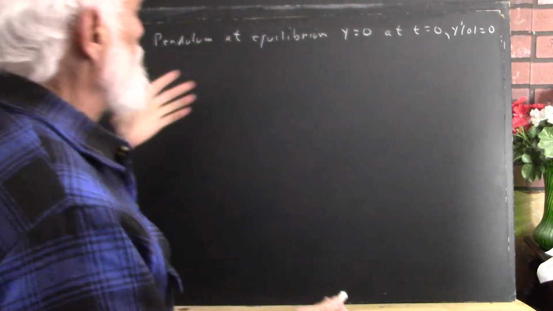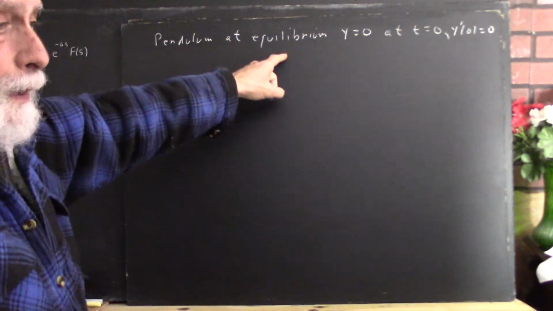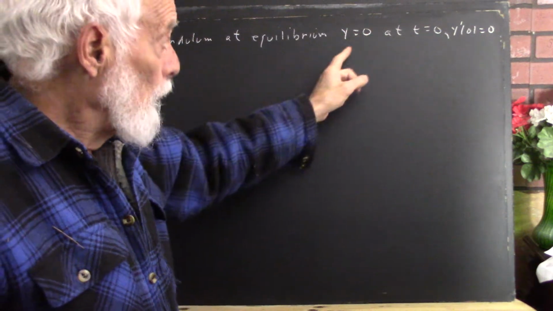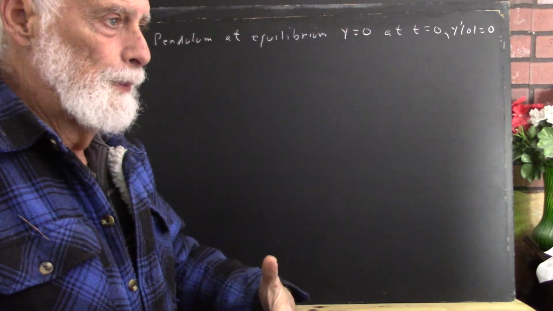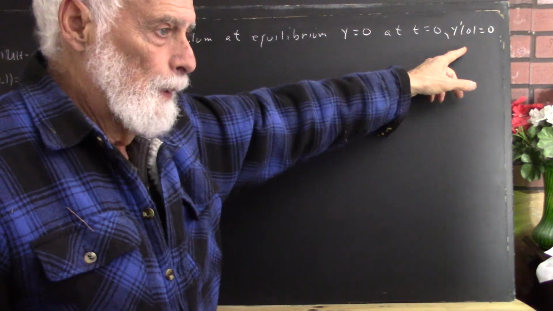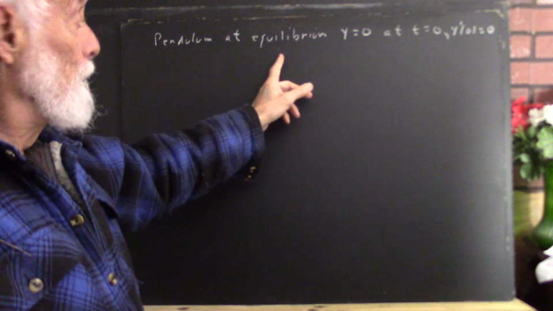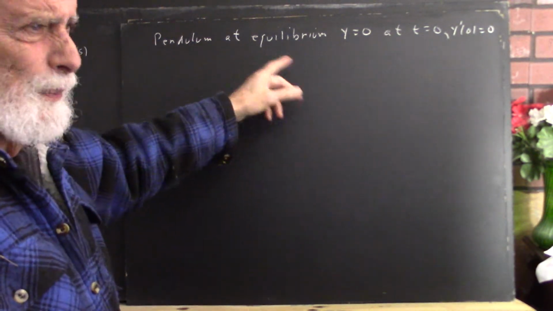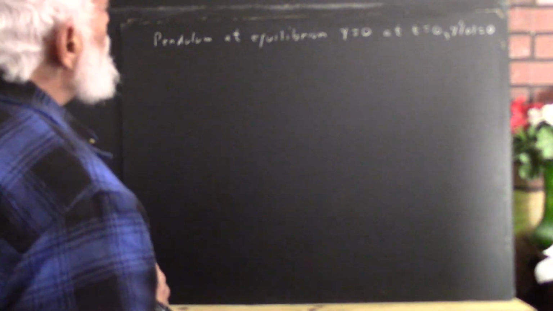So as an example of the application, we're going to consider a pendulum at its equilibrium position, y equals 0 at t equals 0, so y of 0 equals 0. Stationary at its equilibrium position, y prime of 0 equals 0. Of course, stationary at its equilibrium position means it's in equilibrium. But it didn't say in equilibrium, it said at equilibrium. So we want to be careful how we specify things.